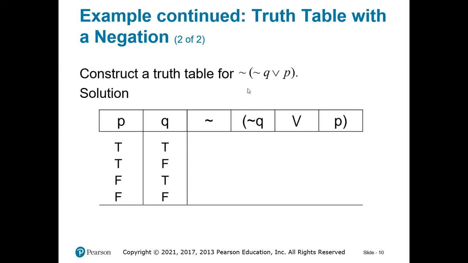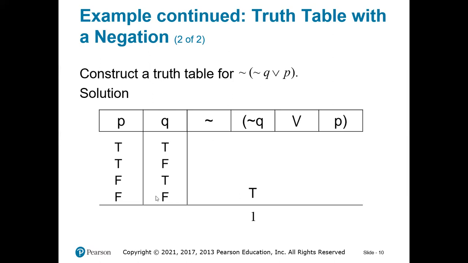It is just like the order of operations. So first of all, you need to know the true value of the negation of Q and the true value of P first, and then you do the OR and wait till the end to do the negation. And that's what's going to happen here. So first of all, I'm going to do the true value of the negation of Q.